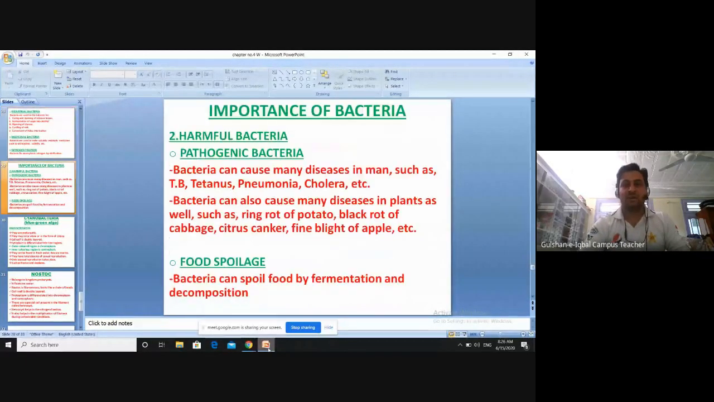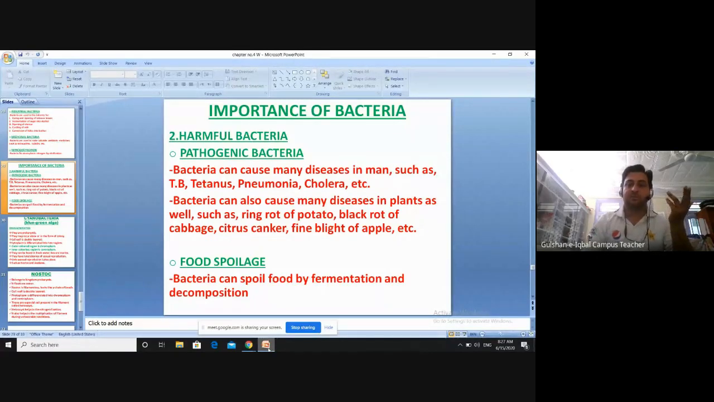Let's see some of the negative effect of bacteria, the harmful effect of bacteria. The first one is pathogenic bacteria. Pathogenic means disease causing agent, an agent that can cause diseases. So pathogenic bacteria are those bacteria which can cause diseases. Okay, like for example, bacteria can cause many diseases in man: tuberculosis, tetanus, pneumonia, cholera, and many more in man. It can cause the diseases.